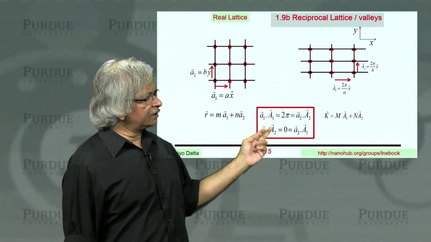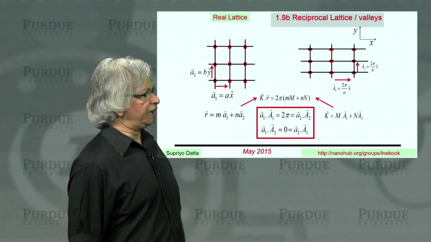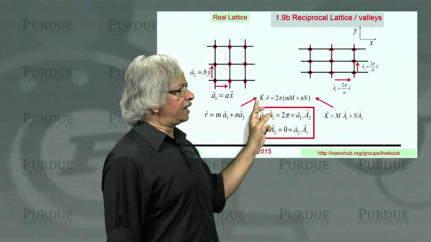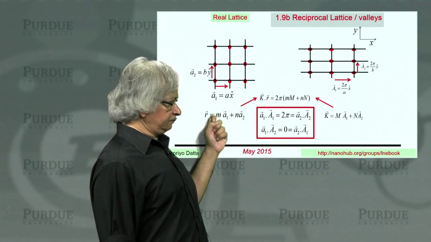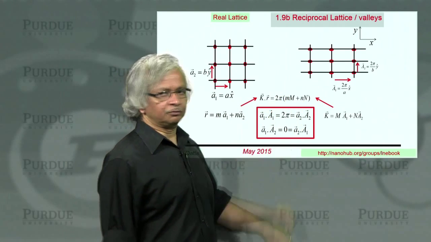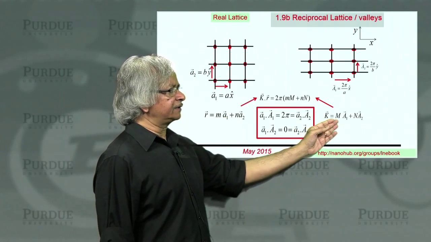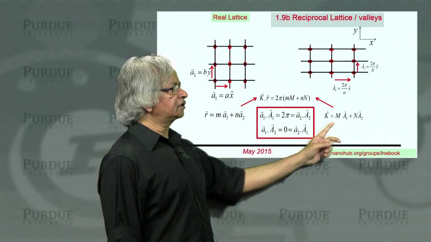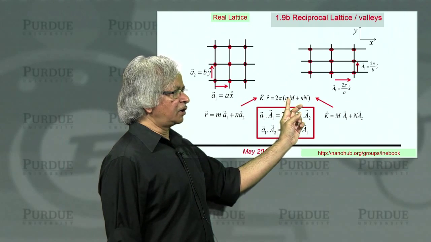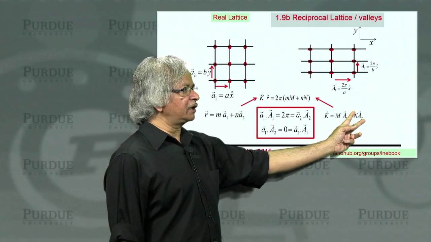Now, why is this important? Well, as long as these relations are satisfied, what you can show is that if I take any reciprocal lattice vector, capital K, and dot it with a vector in this real space, the answer will always be a multiple of 2 pi. Why is that? Well, take the dot product of this with that. Now, small a1 dot capital A1 gives you 2 pi. So that's this 2 pi small m capital M. Now, when you take m a1 and dot it with the last one, you get 0.